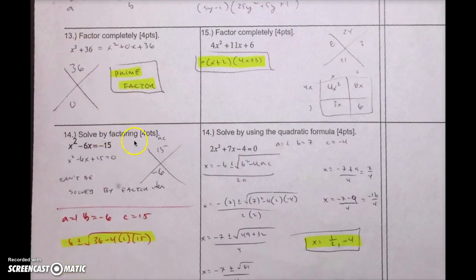We'll go down here, even though I had 2 questions. Number 14. Number 14 says to solve by factoring. If you add 15 here and you put it into your X box, you realize that you can't solve it. So if you wrote the words can't be solved by factoring, I give you full credit, 4 points.